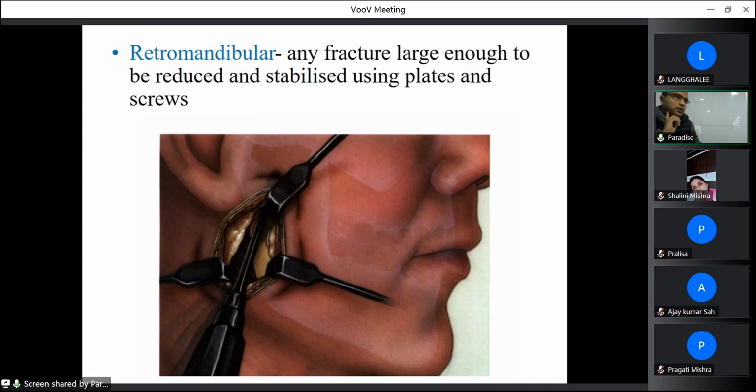After dissecting the posterior border of the ramus of mandible, you have to dissect the masseter muscle laterally. Then you will reach the bone. After reaching the bone, you have to explore the fracture. Once the fracture is explored, you have to reduce it and then fix it with a mini plate and screws. Which type of plate and screw you can use, we'll discuss now.